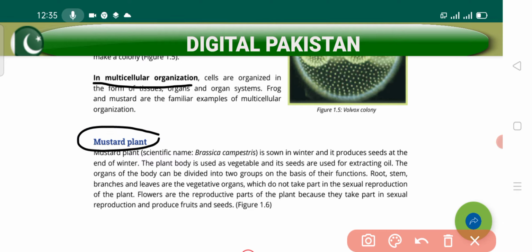The mustard plant's scientific name is Brassica campestris. The Brassica campestris is sown in the winter, and at the end of the winter we are going to get its seeds. Basically, the Brassica campestris is divided into two organs. The one is known as the vegetative organ and the other one is known as the reproductive organ. Basically, the Brassica campestris is divided into two groups on the basis of their function.